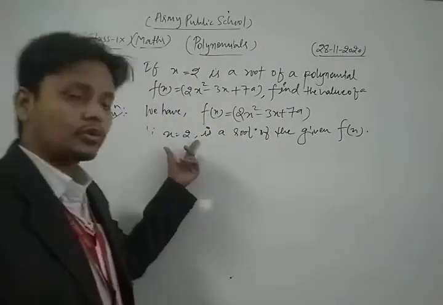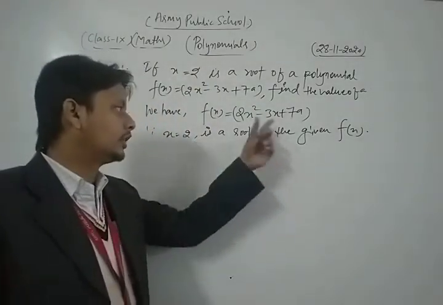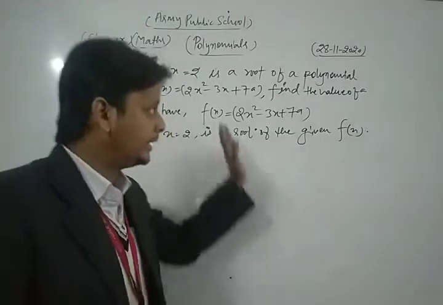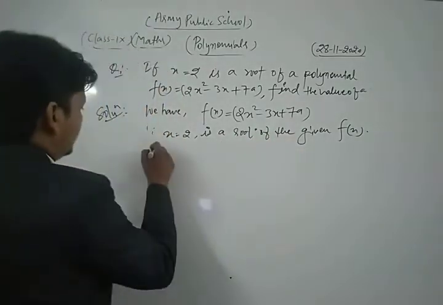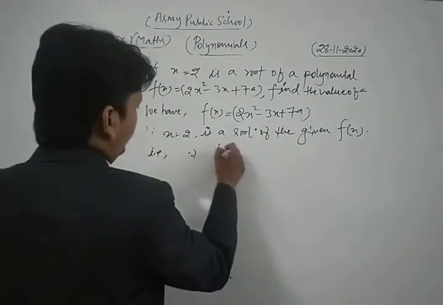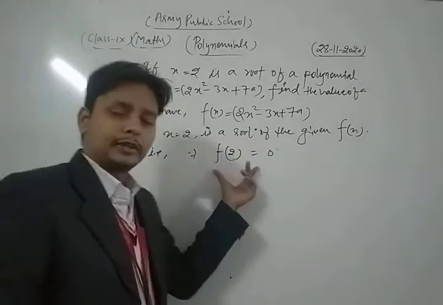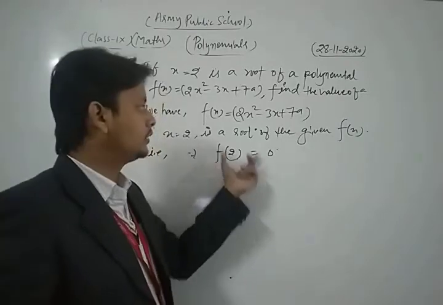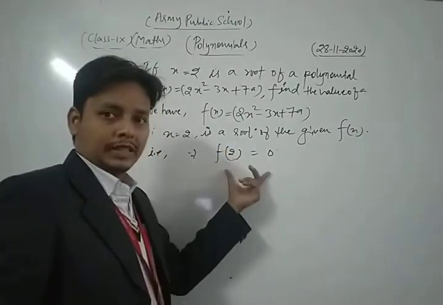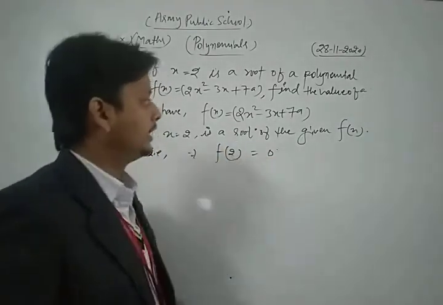Okay, since x is equal to 2 is a root of the given polynomial f of x, then it must be satisfied. That is, f of 2 must be equal to 0. Now, dear students, we apply the same property in that expression.